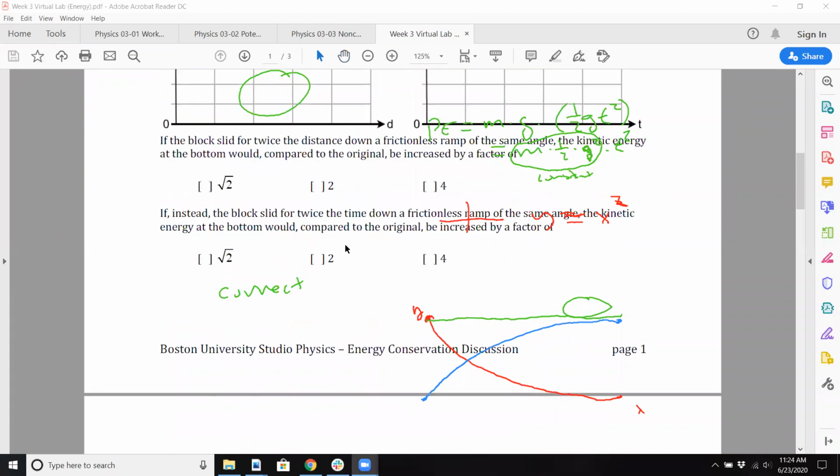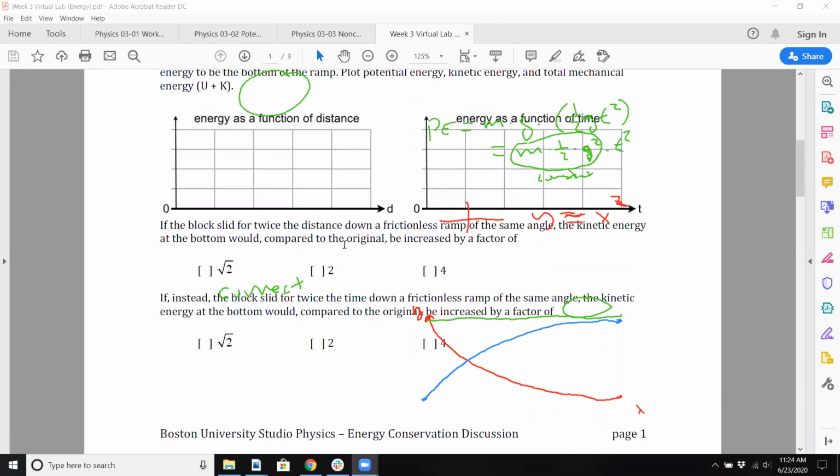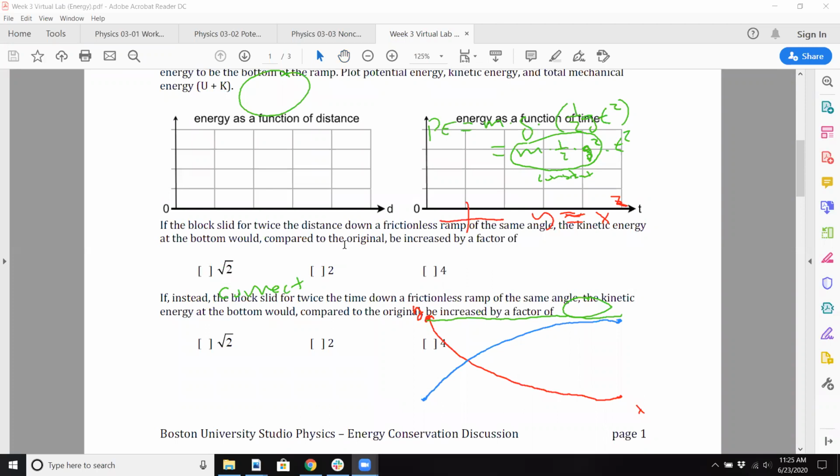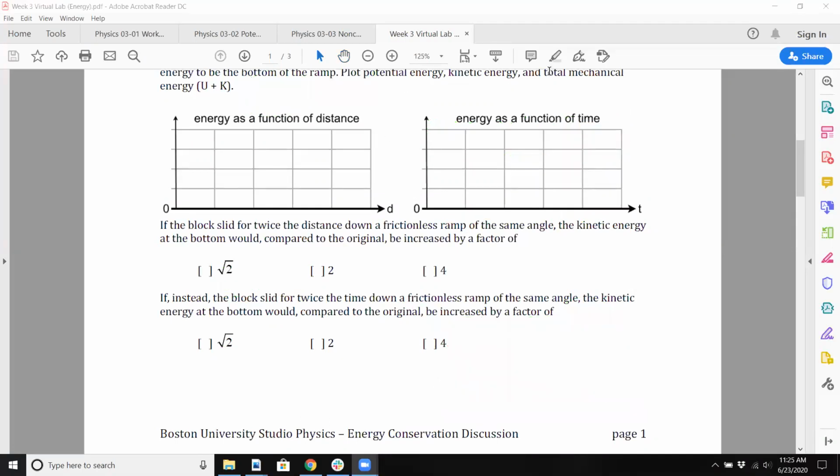So now to answer the question, if it took twice the time, it actually is going to increase fourfold. Because remember, your energy equals a constant. So you're producing more energy as a result, because it's working for a longer period of time, but it's going to be increasing fourfold.